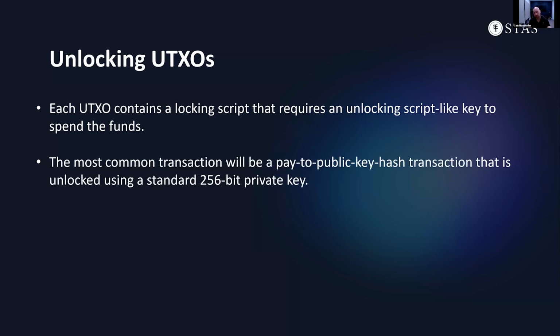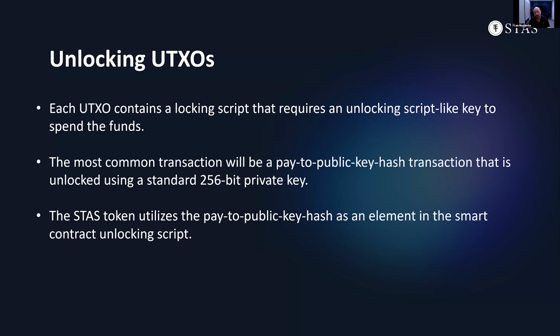So the most common transaction will be a pay to public key hash transaction. That can be unlocked with a private key, and it's a very secure way and the most common way a transaction occurs on the BSV blockchain. So as I mentioned, STARS utilizes the same pay to public key hash locking script methods, and that makes it basically universal as part of the main way to make transactions on the BSV blockchain.